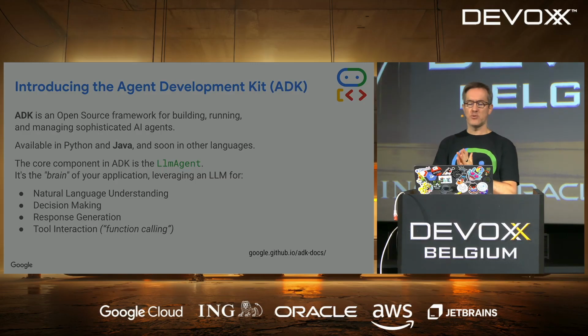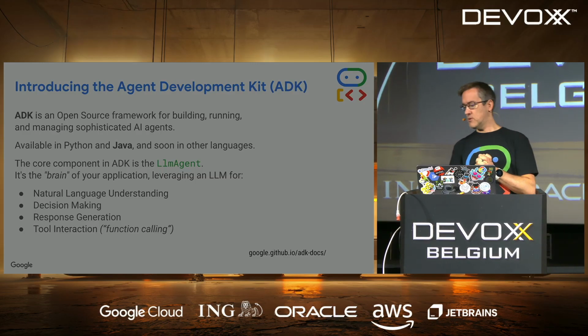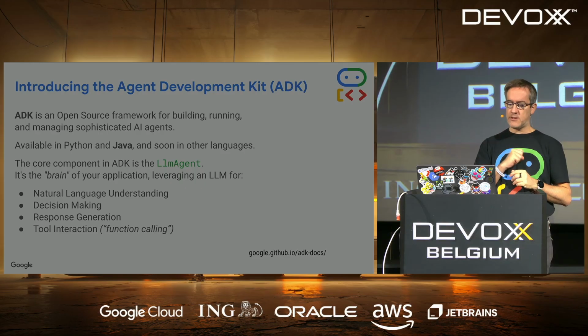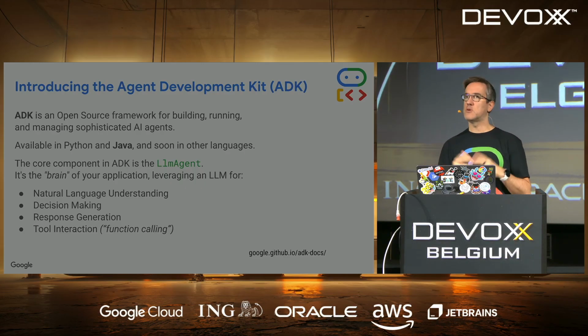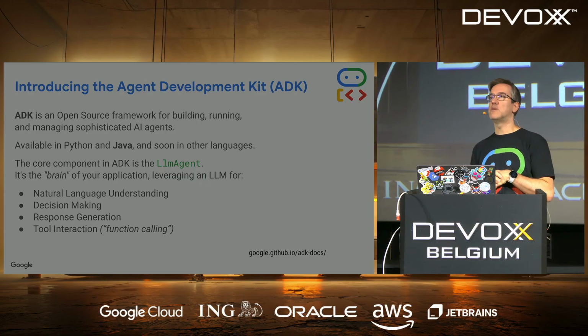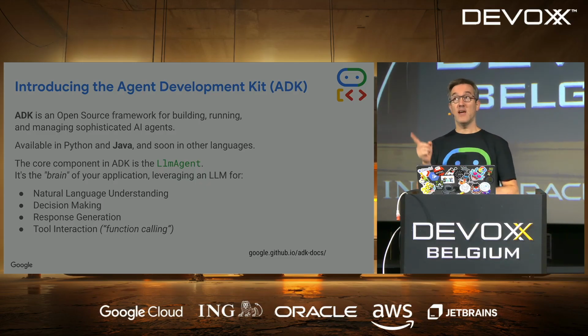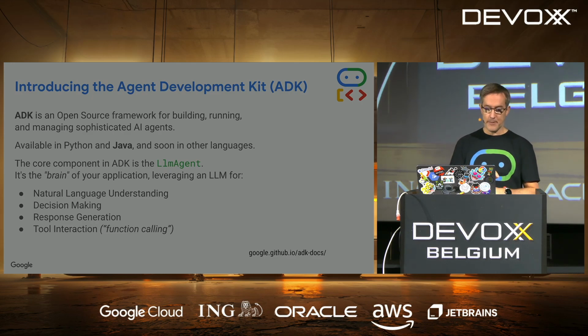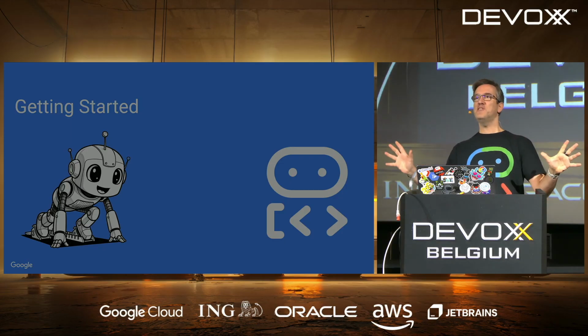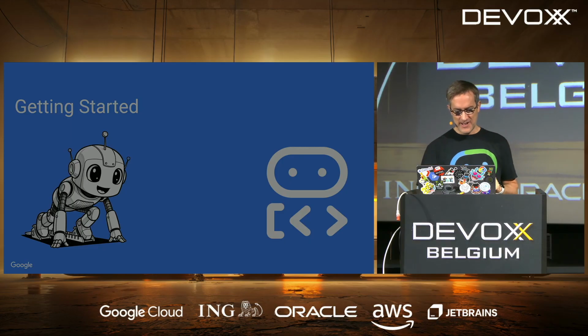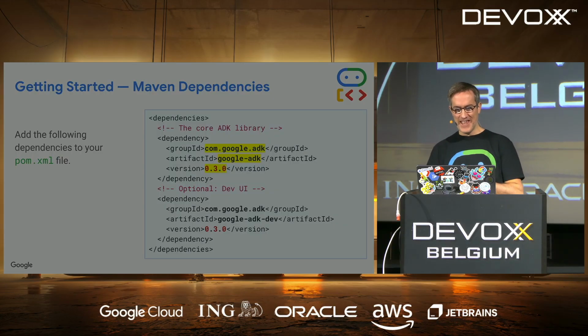So ADK, it's open source. The Python version was released at Google Cloud Next, I think that was April or May of last year, so that's still fairly recent. There's the Java version that was released, and there are other languages that are coming. Let's get started. I have too many slides, like 50 slides and 15 demos, so let's see what I can show you today.